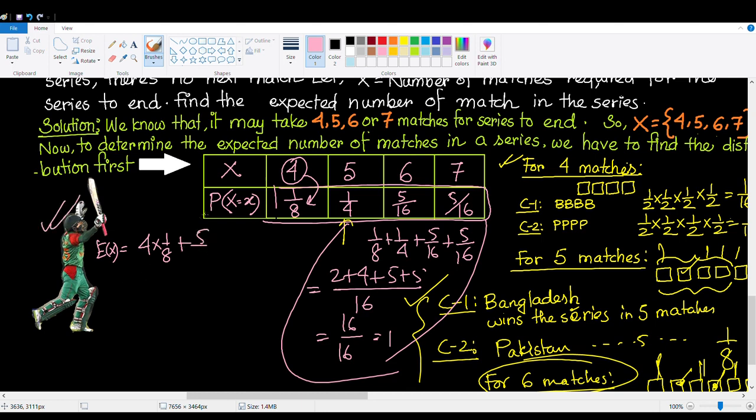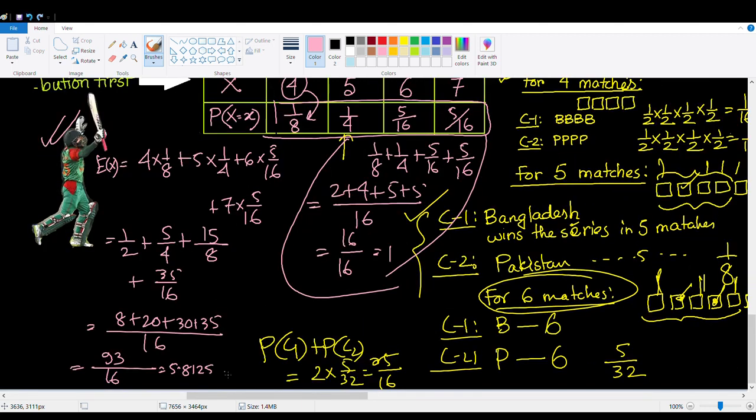Plus 5 times 1 by 4, 6 times 5 by 16 plus 7 times 5 by 16. So this is the expected number of matches till which the series is supposed to last. Okay, so 5.8125. So the prediction says that on an average, such 7 match series are supposed to last for 5.8125, which is nearly 6 matches.